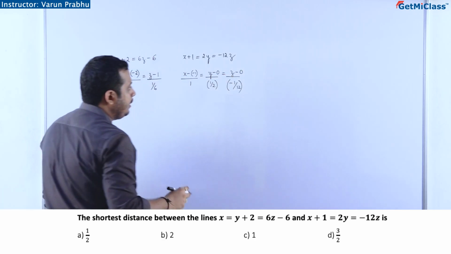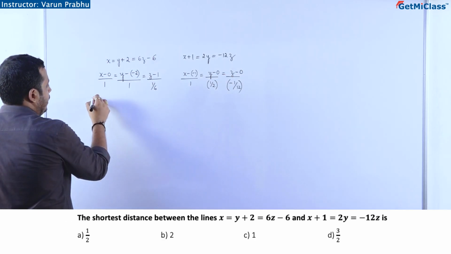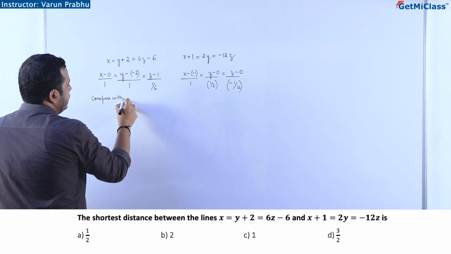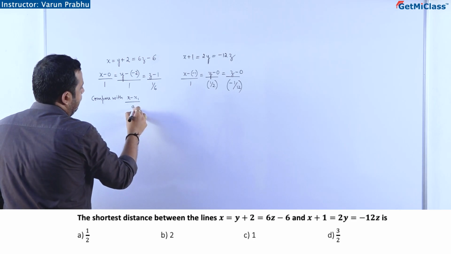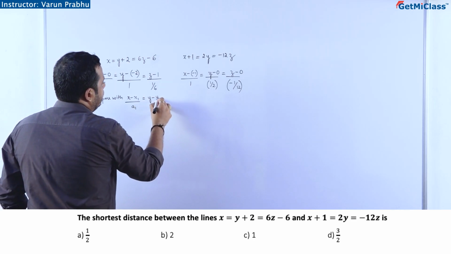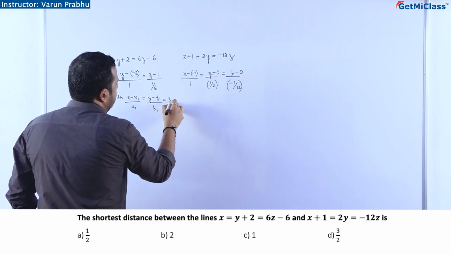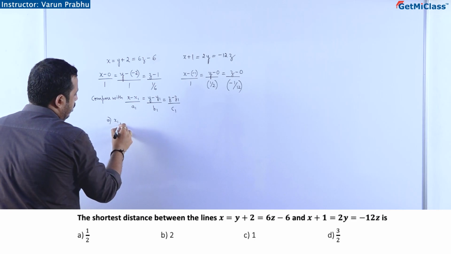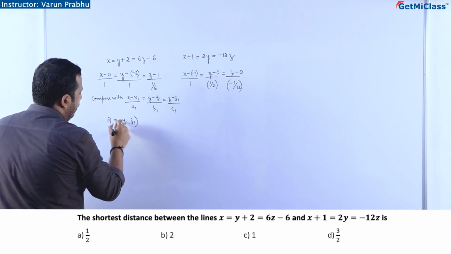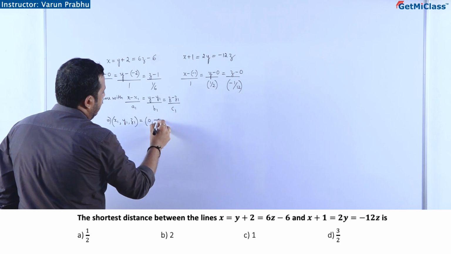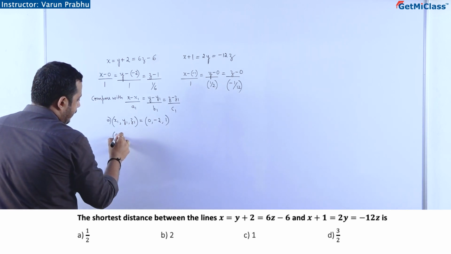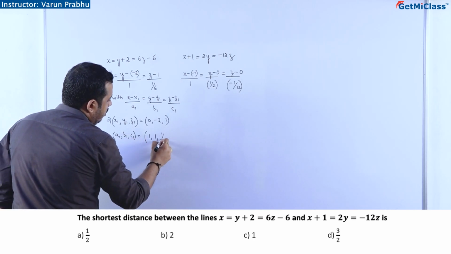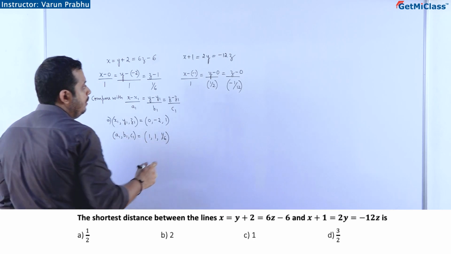So what you do is compare this with the standard form of the line, (x minus x1) divided by a1 equals (y minus y1) divided by b1 equals (z minus z1) divided by c1. This implies that x1, y1, z1 equals 0, minus 2, 1, and a1, b1, c1 will be equal to 1, 1, 1 by 6.